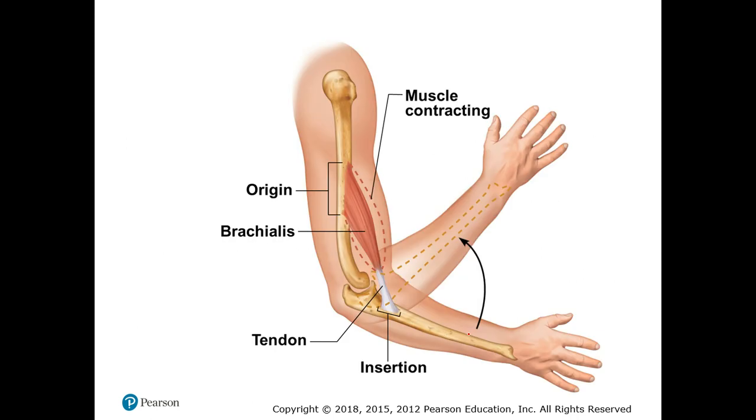Okay. So here is just a picture of a muscle contracting. Here is an origin point, and we're going to again define that word. Down here, this is going to be my insertion, and this is a good example of the insertion always moving towards the origin. So this muscle is going to pull basically your forearm up.